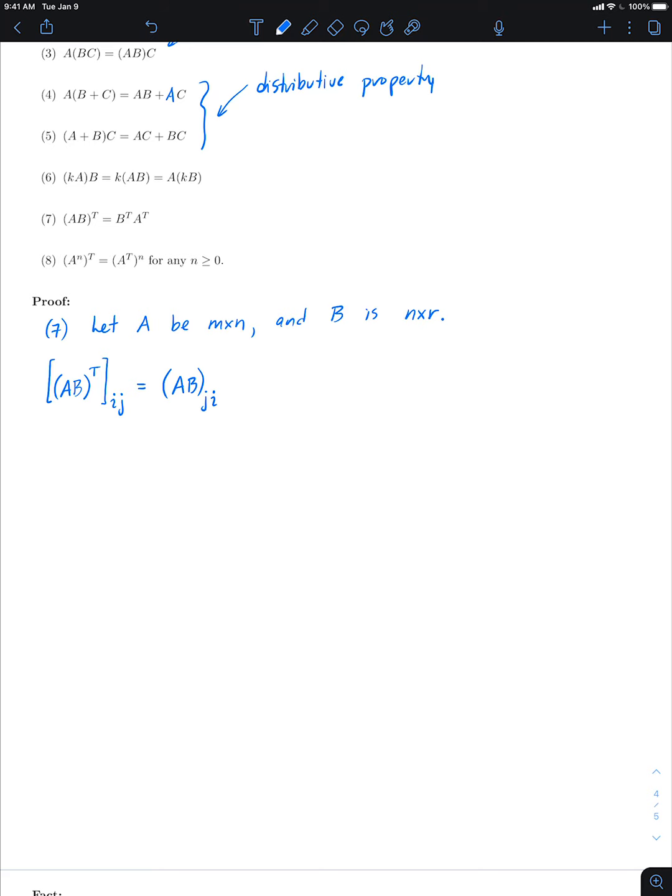But now we need to write out this entry. What is the entry from the product of A and B that occupies the jth row and the ith column? Well, this is where that summation formula is going to be useful. So this is the sum from k equals 1 to n of the entry from A that occupies the jth row and the kth column, multiplied by the entry from the matrix B that occupies the kth row and the ith column. Where am I getting that from?